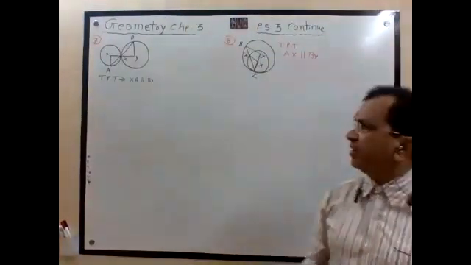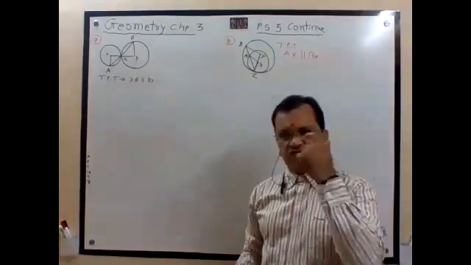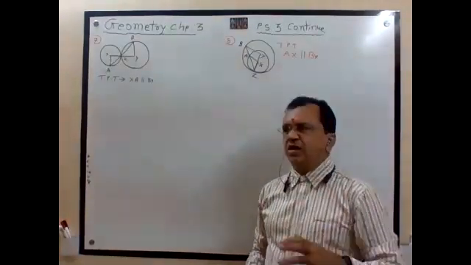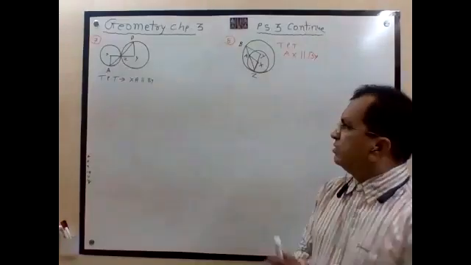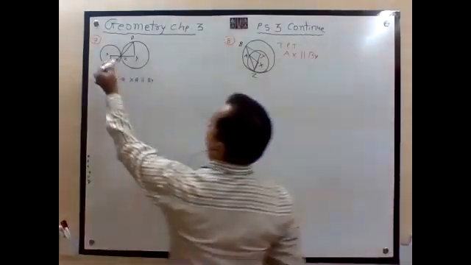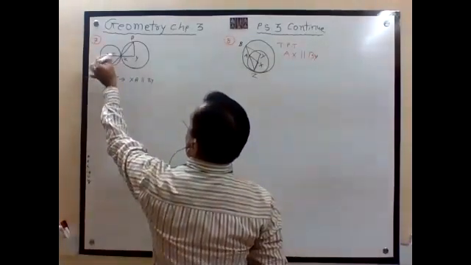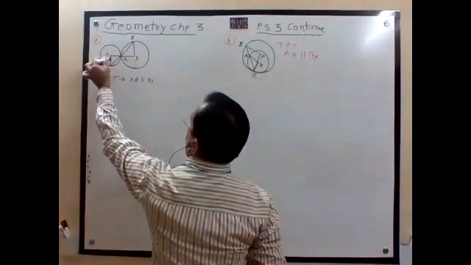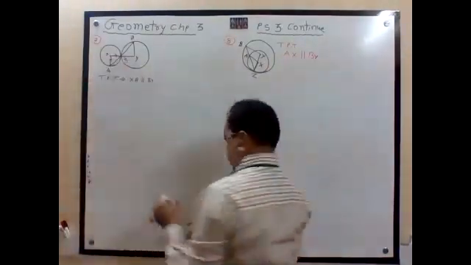Screen is open. Same problem. 7th we have completed half. So again we will complete this same. XZ, SA both are equal radii of same circle.